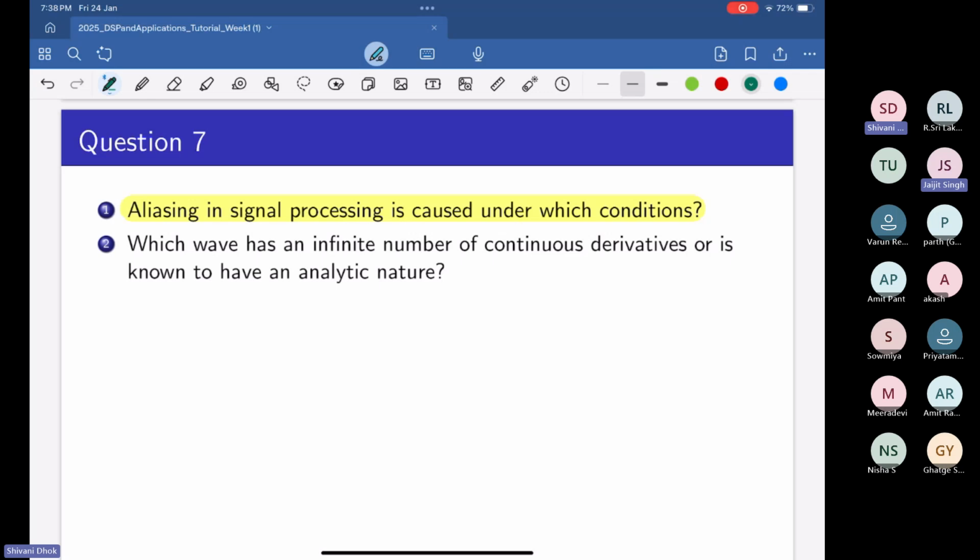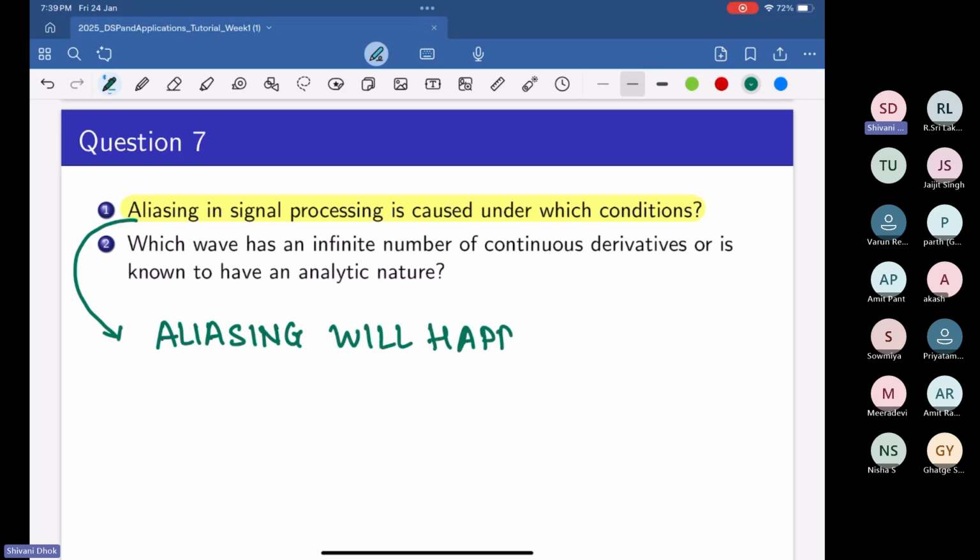When it is not following the Nyquist rate. Very correct. So this aliasing will happen if, yes Akash, when Fs is less than 2 times Fm. That is, we are sampling at a rate which is less than the prescribed rate by the Nyquist sampling theorem. Okay.